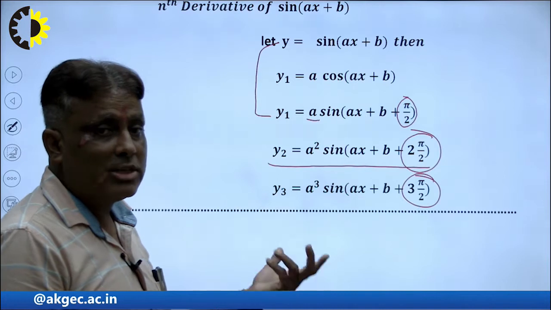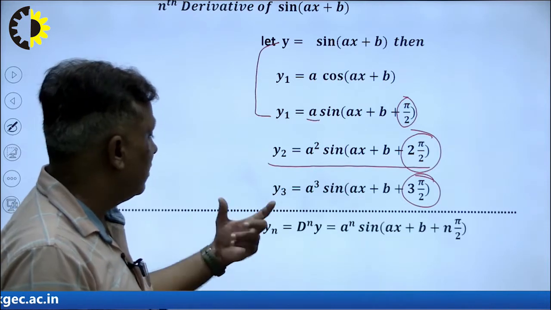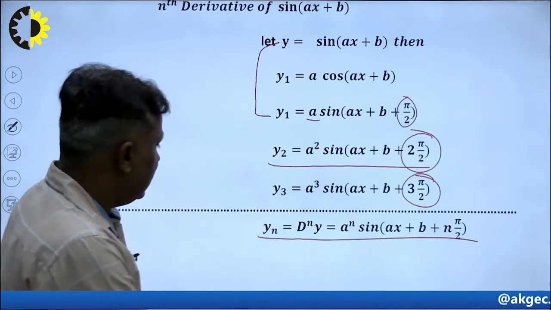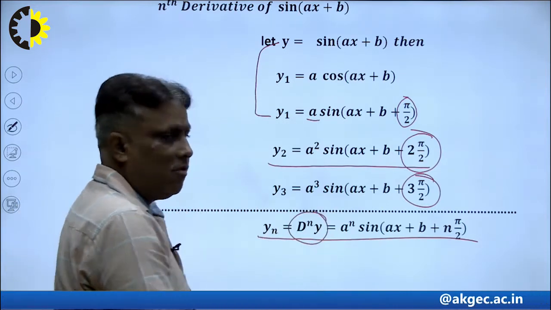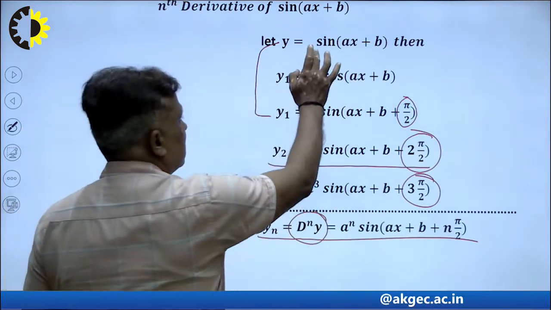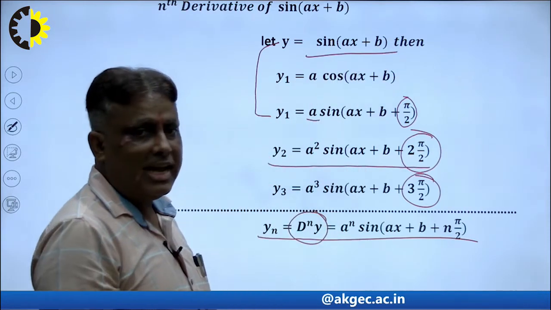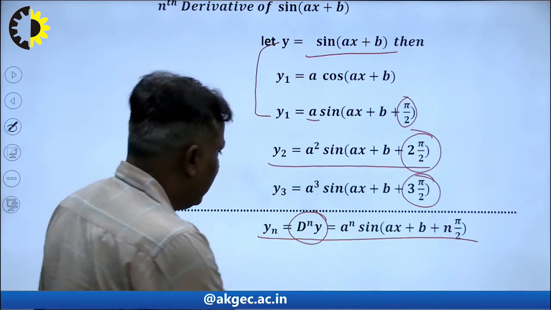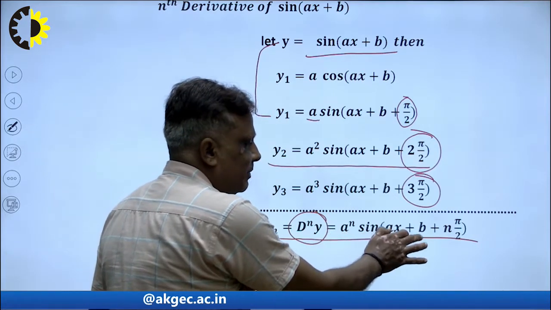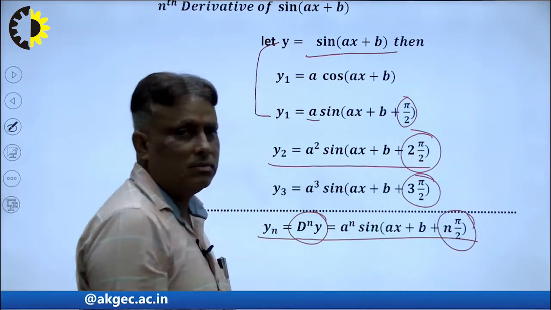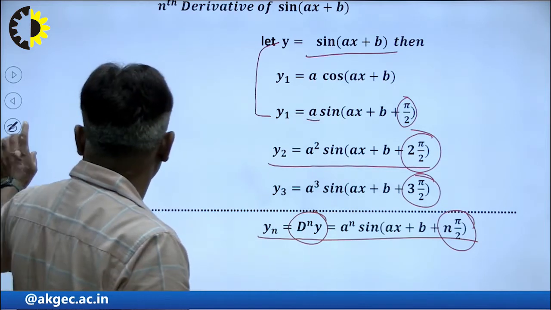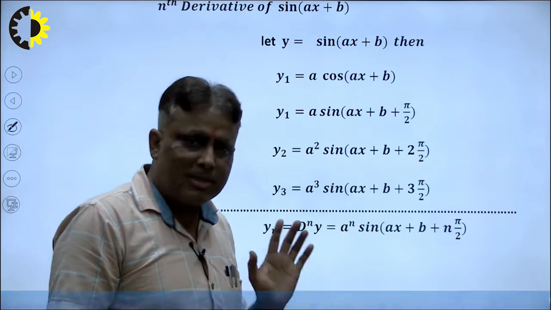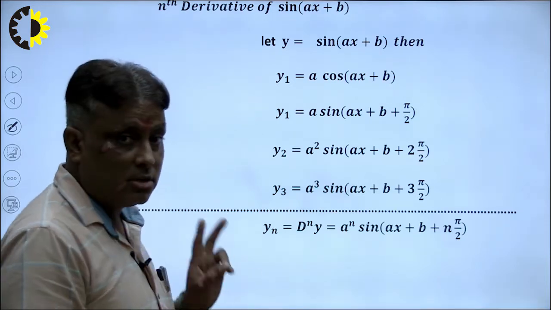Now suppose I want to calculate yn, so what will be the yn? This is an easy task to solve, right? dⁿy means the nth derivative of y, where y is sin(ax + b). So there arises a new formula: the nth derivative of sin(ax + b) will be aⁿ sin(ax + b + nπ/2). So this is our second formula. Till now there are two formulae, first is 1 upon (ax + b) and second is this one.